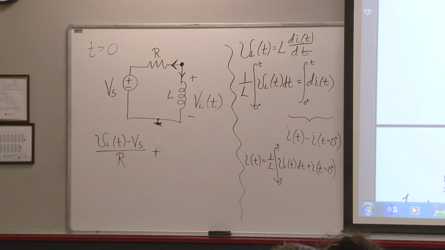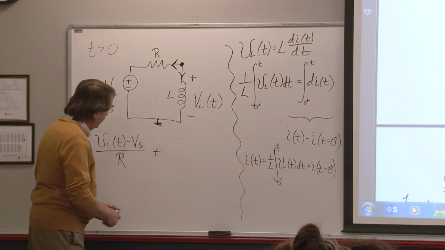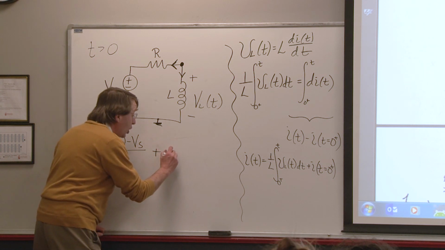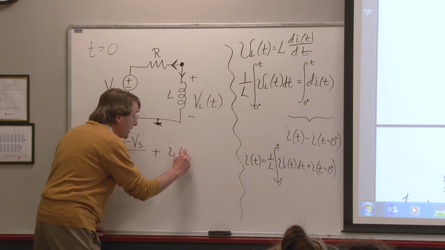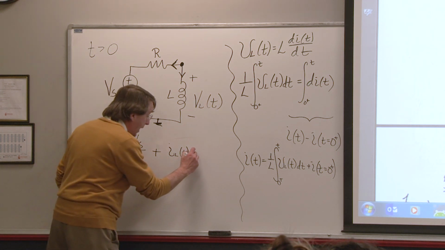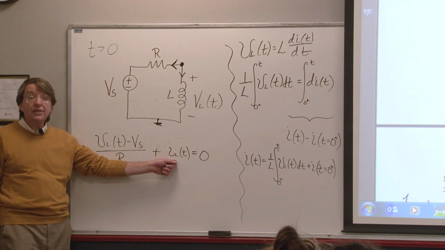Are you comfortable with this? Are you able to follow this? What can I do to help you? I see a thoughtful question. What do I need here? I need current. I need the current through the inductor. So I'm writing on the board here that I need the current through the inductor. And all of this equals 0. But I don't know what the current through the inductor is.